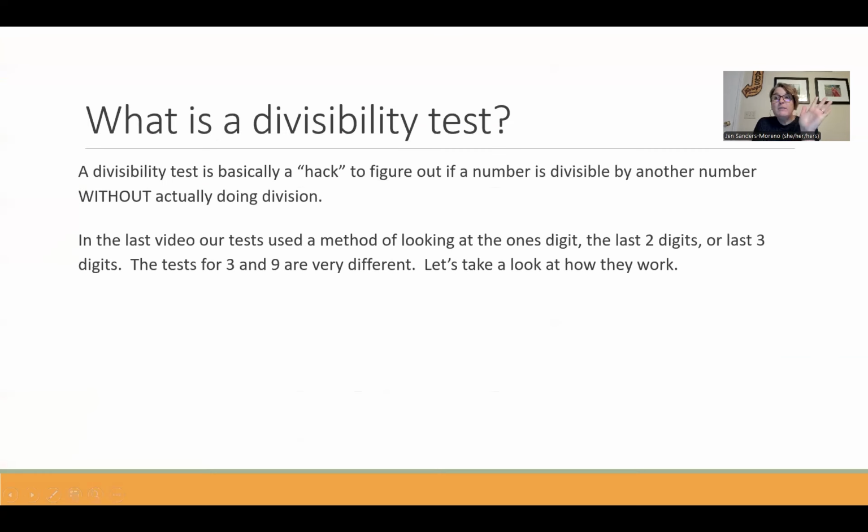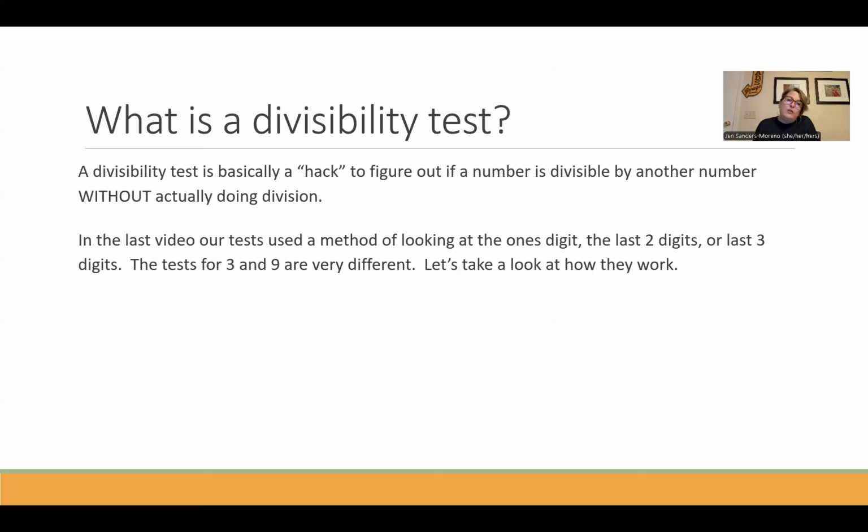Okay, so just to remind you, in case you haven't watched part 1, or if it's been a while since you watched part 1, a divisibility test is basically a hack to figure out if a number is divisible by another number without actually doing division.